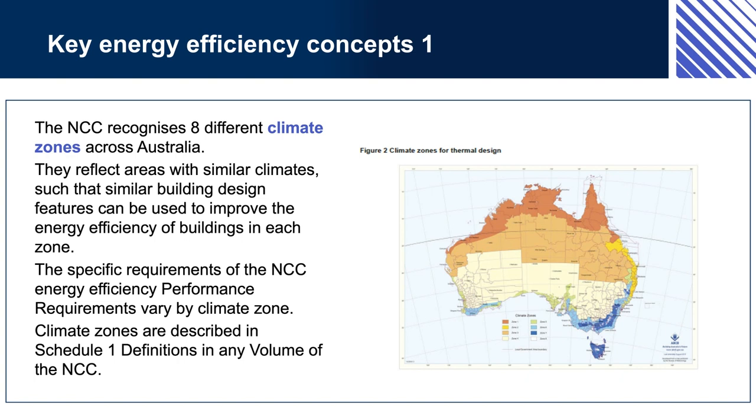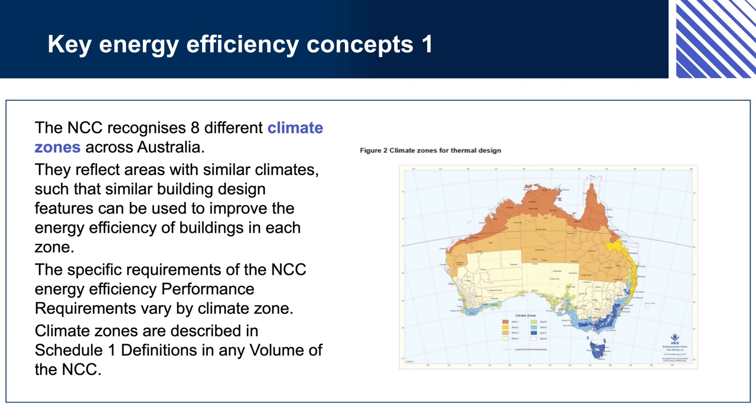Climate Zone 3, hot dry summer, warm winter. Climate Zone 4, hot dry summer, cool winter. Climate Zone 5, warm temperate. Climate Zone 6, mild temperate. Climate Zone 7, cool temperate. Climate Zone 8, alpine. Appropriate design for the climate is key to achieving energy efficiency in a building.